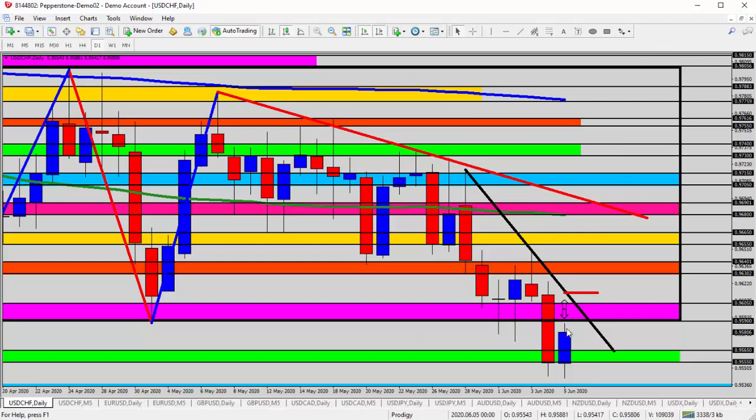I don't think there's any good reason to buy prior to the news, and even after the news, I think the only real reason I buy and go long is that it breaks back above 96.05 and back above the pink zone. Only real reason to go long right now.